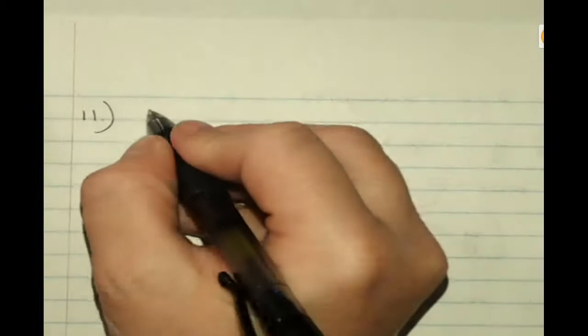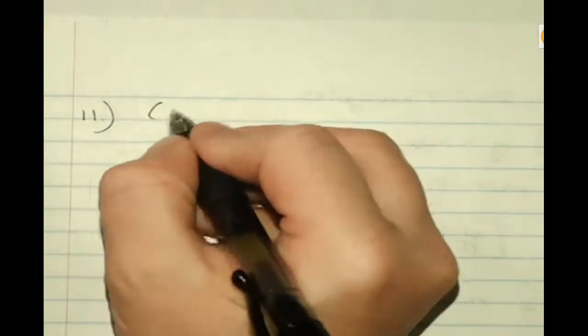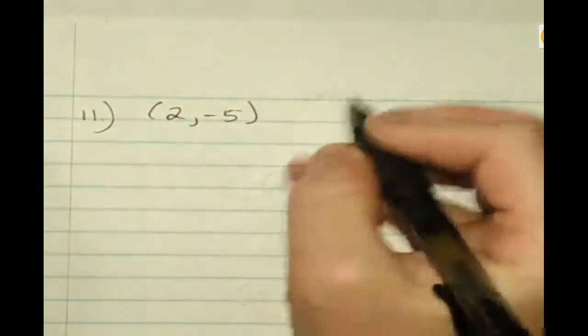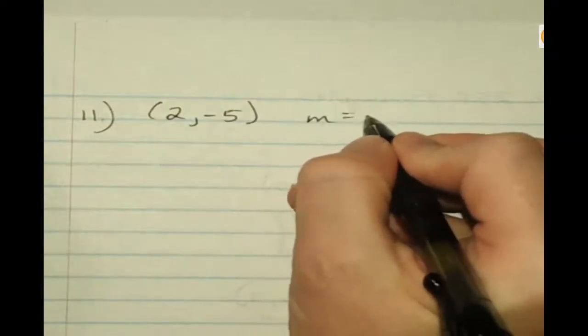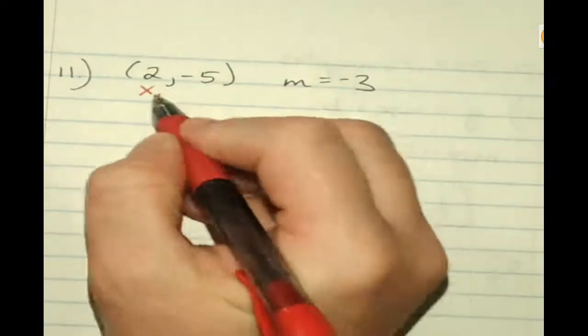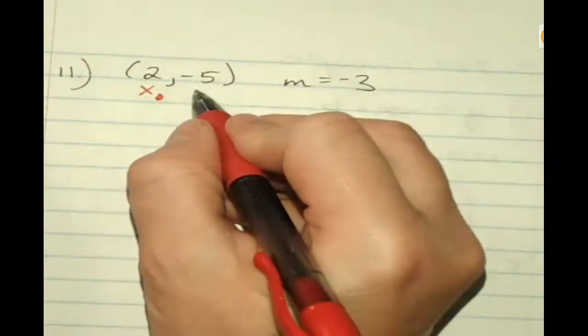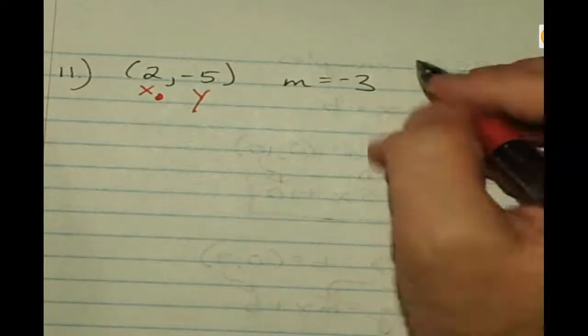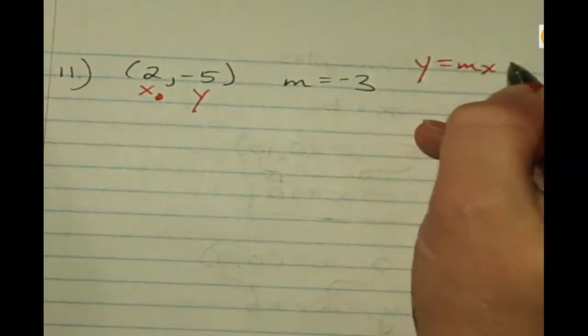11. It says, write the equation of the line passing through the given point with a slope. So for 11, they gave you a point. They gave you 2 and -5. And they gave you the slope of -3. So remember, this is your x. You don't have to put a 1 there. And that's your y. We need it to eventually look like this.